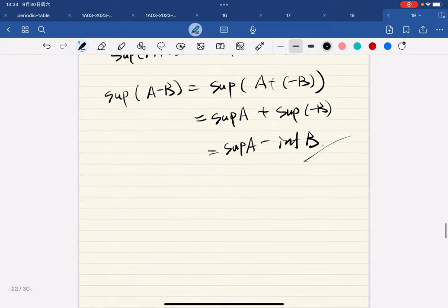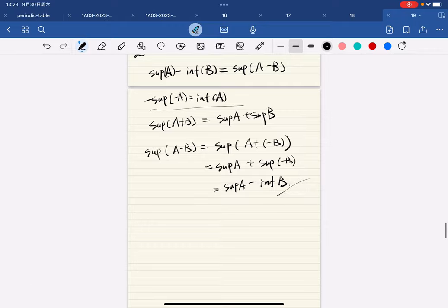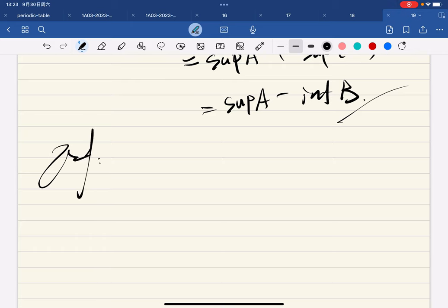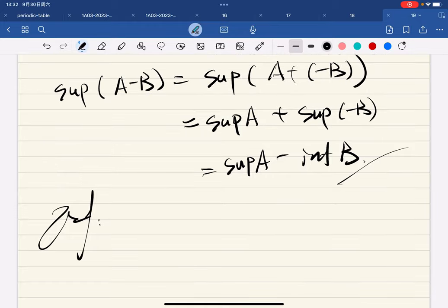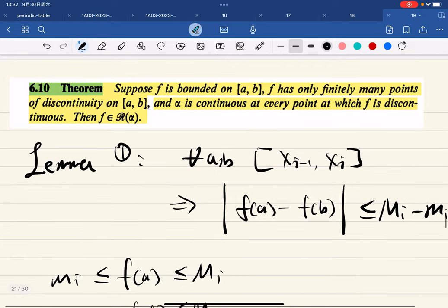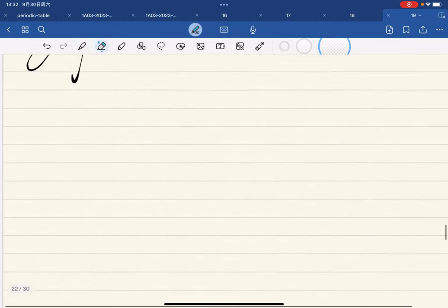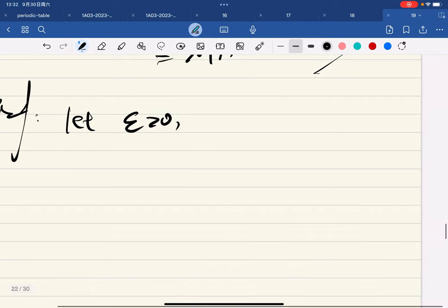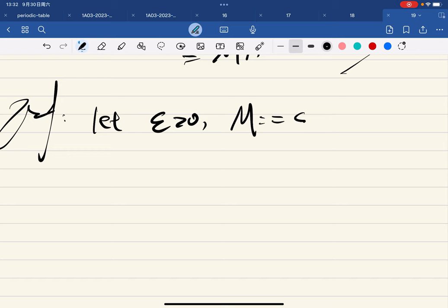Okay. So we have two lemmas, and we shall start to prove our theorem. The proof. Okay, so the proof says that f is bounded, and f has finitely many discontinuity points. So we let, right, and M to be the supremum of this.